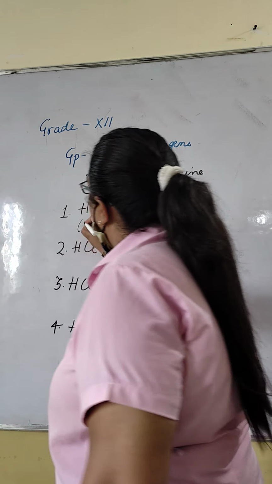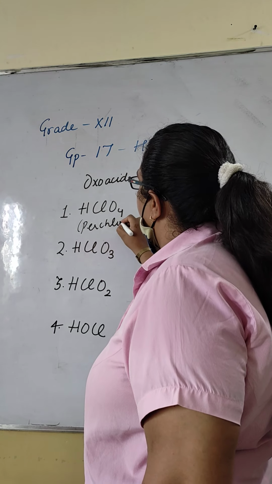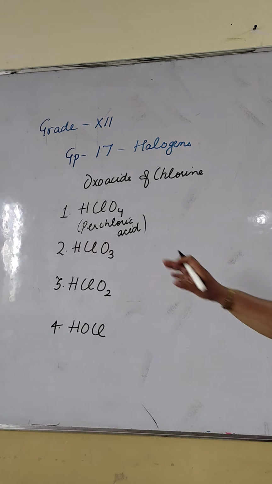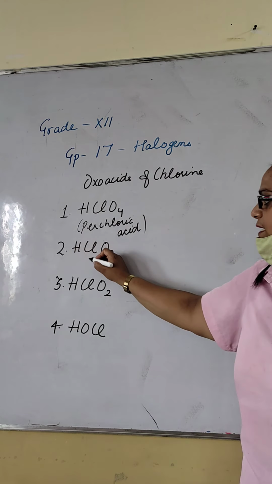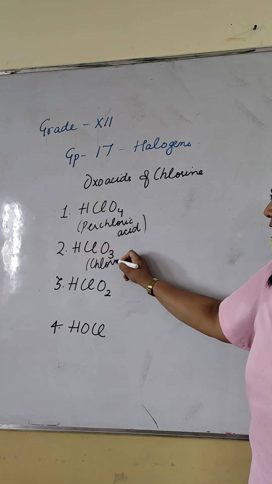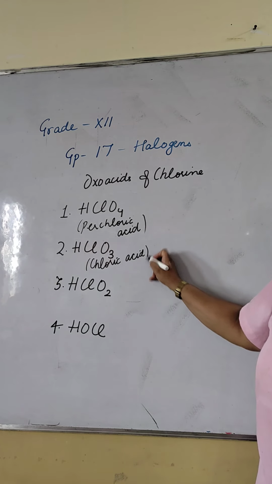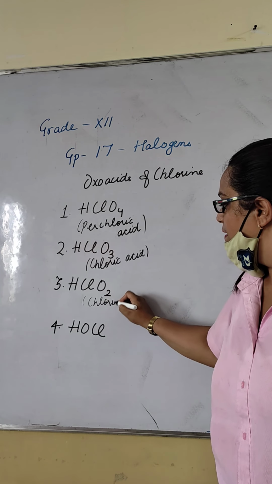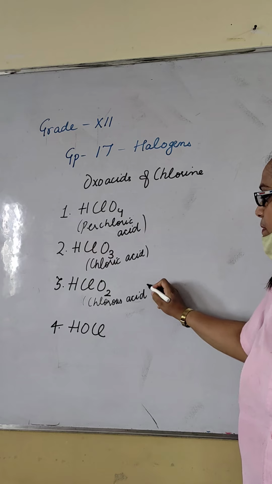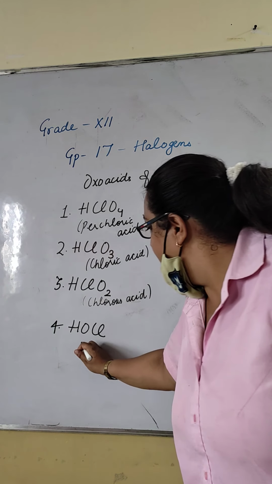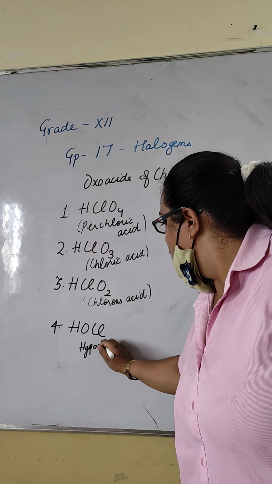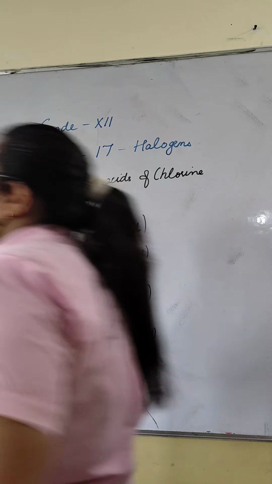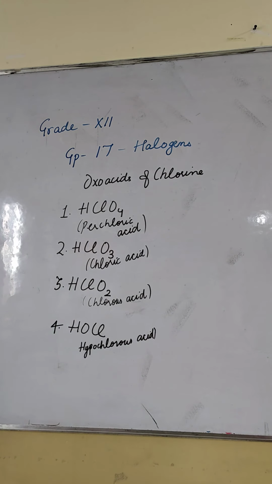This is your perchloric acid. This is your chloric acid. This is your chlorous acid. And it is hypochlorous acid. The basic unit in all these structures is HOCl.